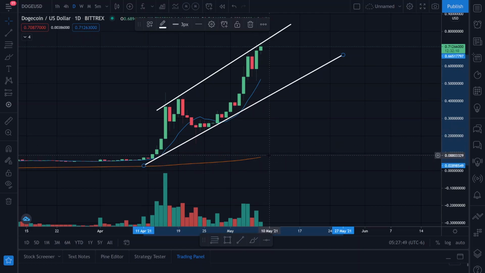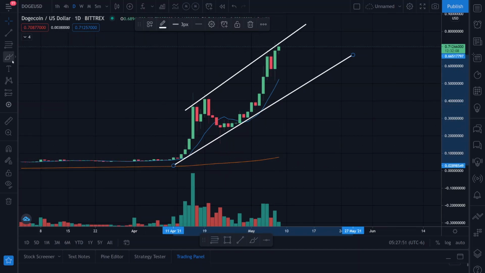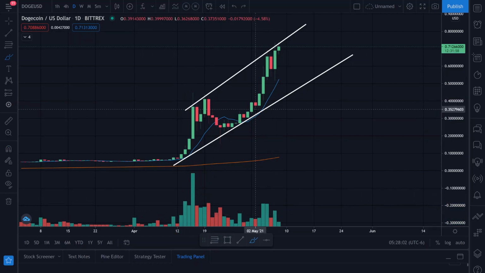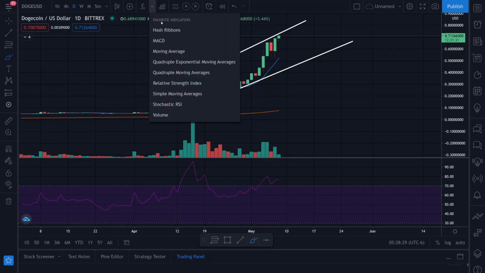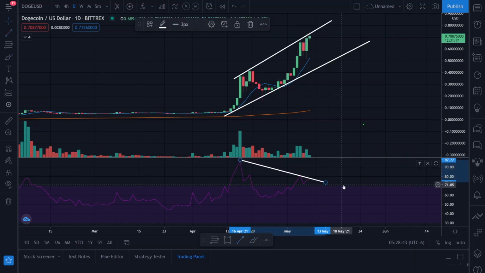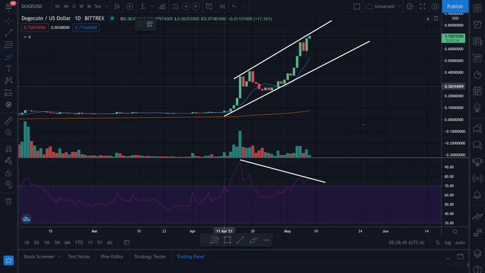The thing I wanted to show you guys is I want you to notice how there's a lot of volume down here when we were at like 40 cents. And then right here, going up, it's getting less and less volume, but the price is getting higher and higher. All right, so let's take a look at the RSI, the relative strength index. And you can see right here that we have a bearish divergence. So the RSI is trending downward and the price is trending upward. And this is on the daily time frame.